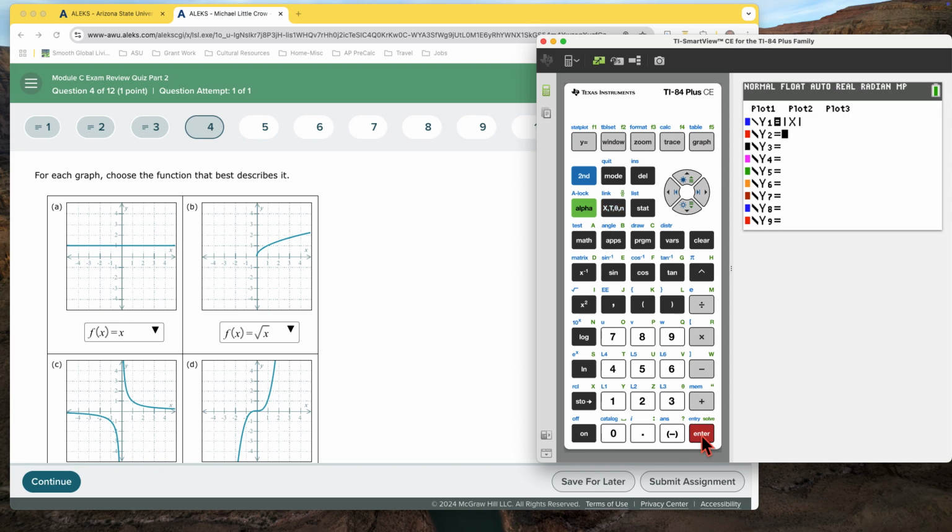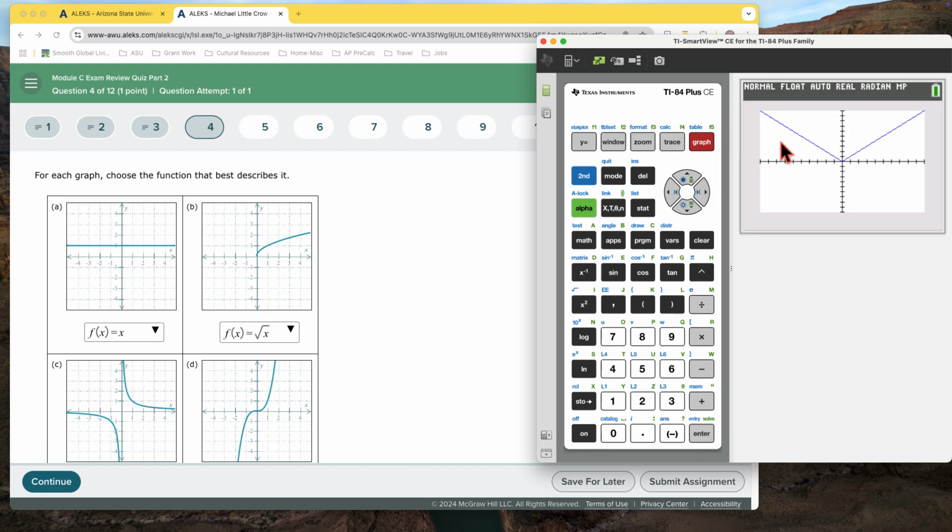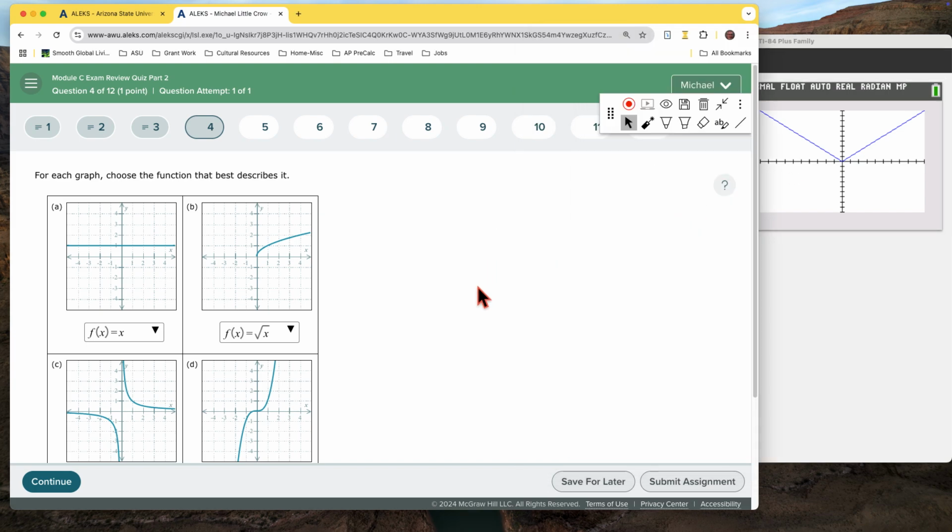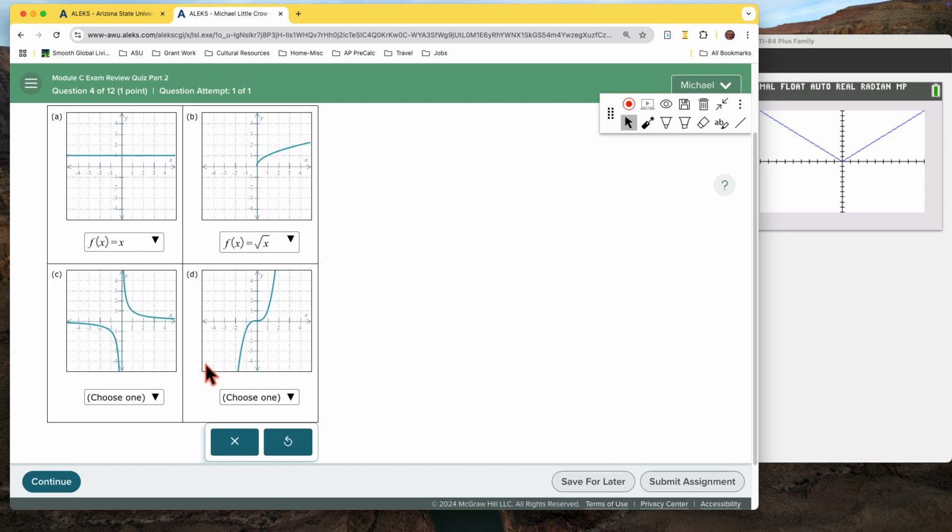And again, just get familiar with these different graphs so that you can see, okay, that's what it looks like. Again, you don't have to memorize all these things. Have your graphing calculator with you. You can pull it out and do it. You're going to have time.